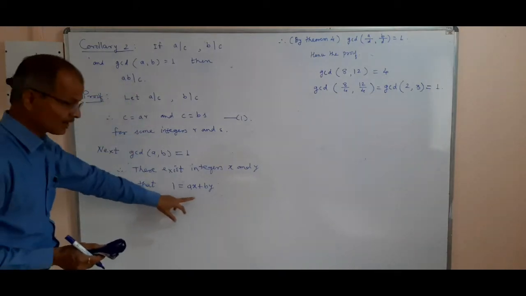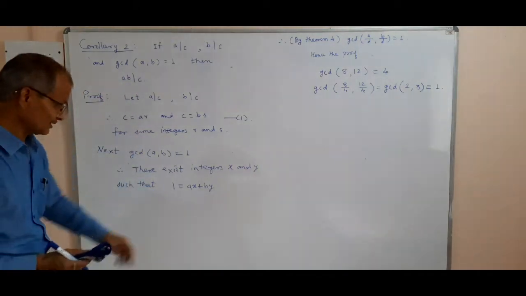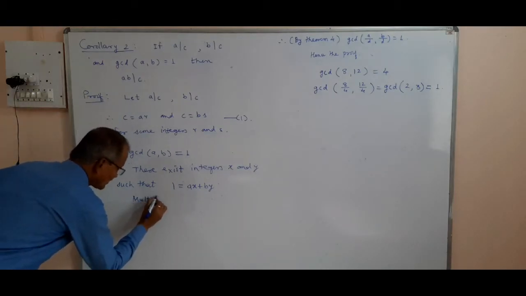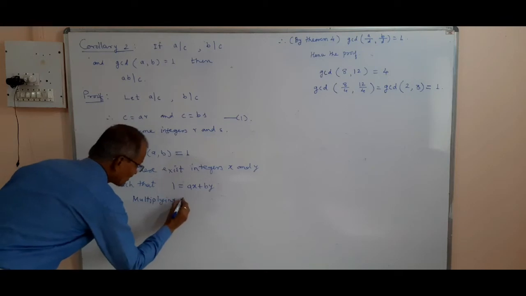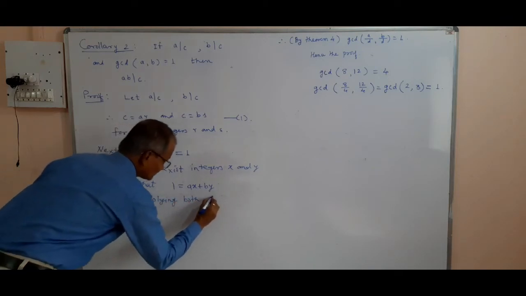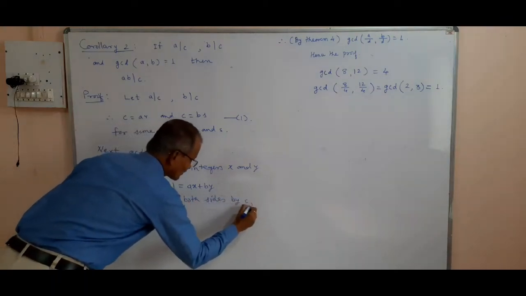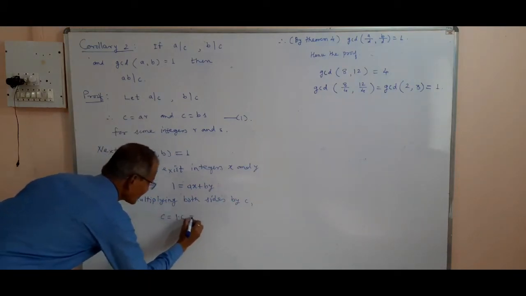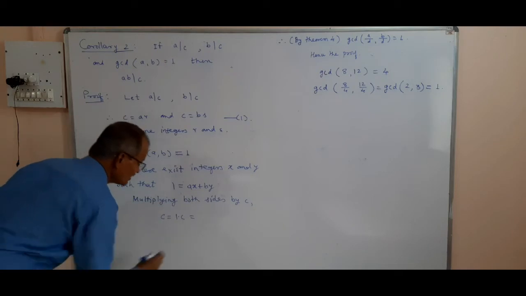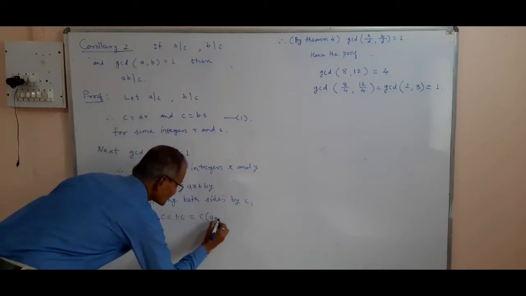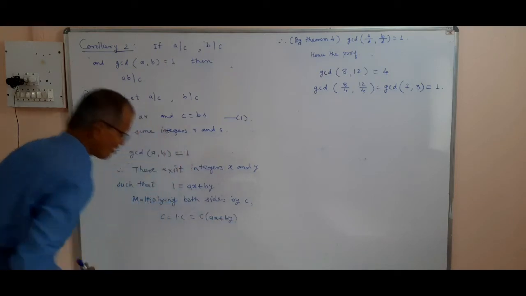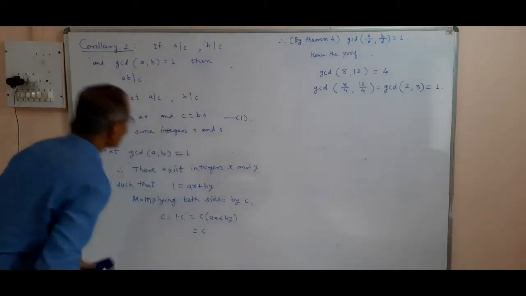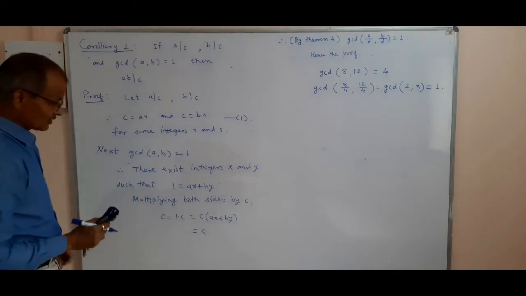So therefore we multiply both sides of this equation by C. Multiplying by C, so what we shall get? C is equal to 1 into C, and that means C into ax plus by, or you see further this is equal to C into ax plus C into by.